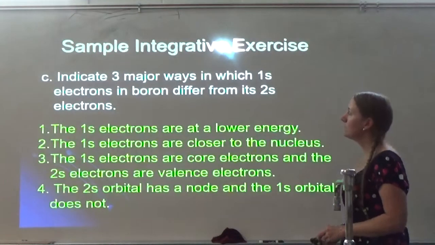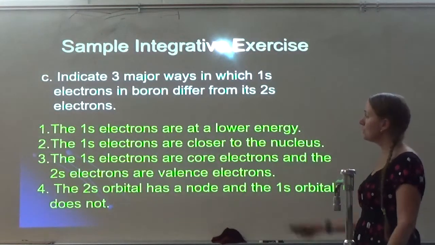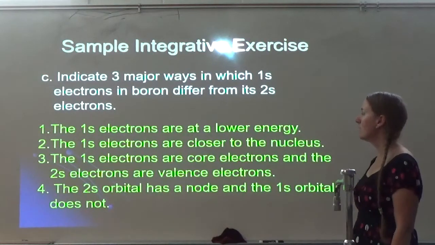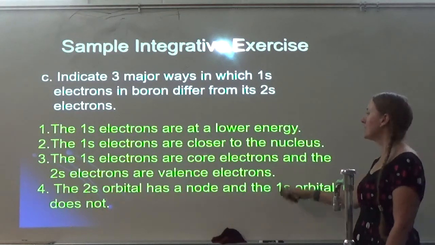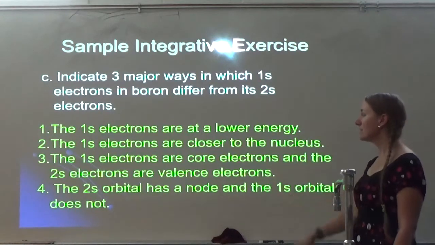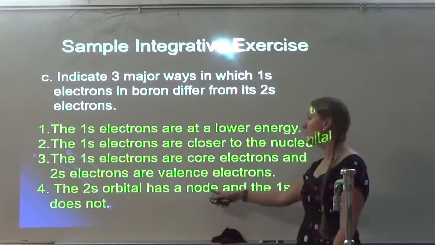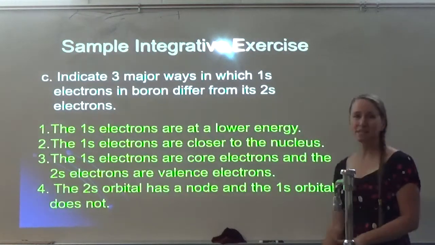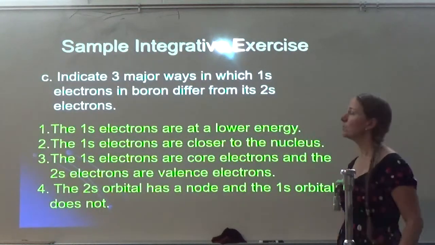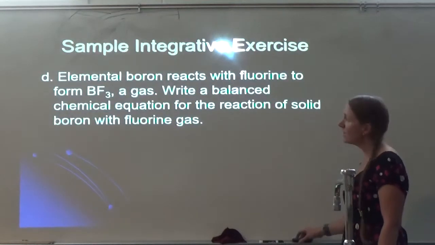All right, so here I wrote 1s are at lower energy, 1s are closer to the nucleus. Oh, I put 4. The 1s electrons are core and 2s are valence, okay? And then, oh, the 4th one, if you thought of this instead, is 2s orbitals have a node and 1s does not, because the node happens in between the 1s and 2s. All right, so next one.